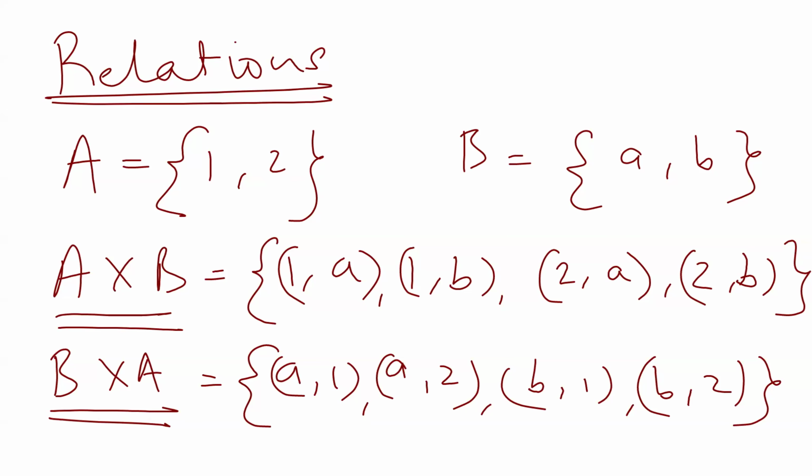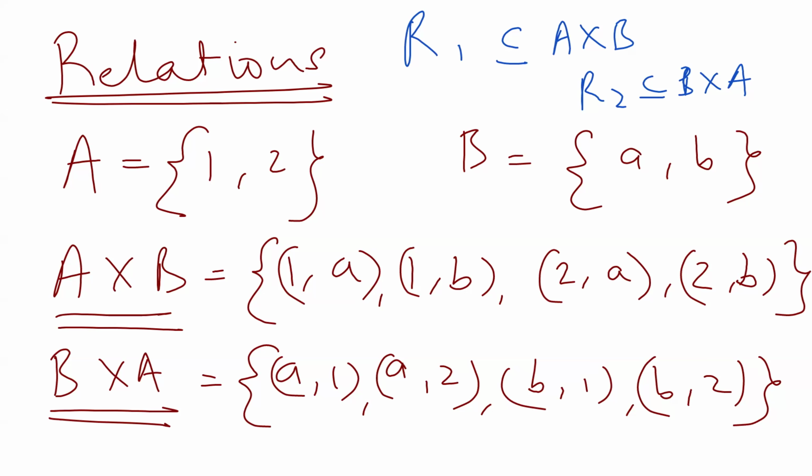So what is a relation? Let's say R1. A relation is nothing but a non-empty subset of a Cartesian product. So here R1 can be a subset of A cross B, R2 can be a subset of B cross A also. R1, R2, these are relations. It's a non-empty subset of a Cartesian product.